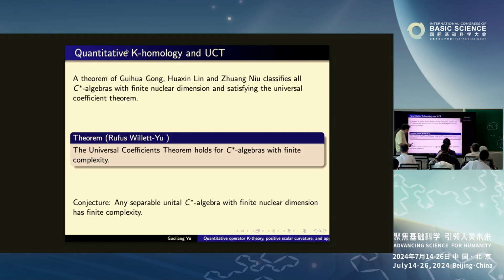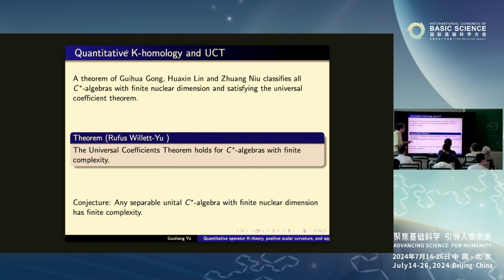So the big open question is: if it has finite nuclear dimension, does that imply our finite complexity? This is a very elementary problem, but I think it is a task for the C*-algebra people. I view myself as a user of C*-algebras, so now we feel it's your job to answer this question.